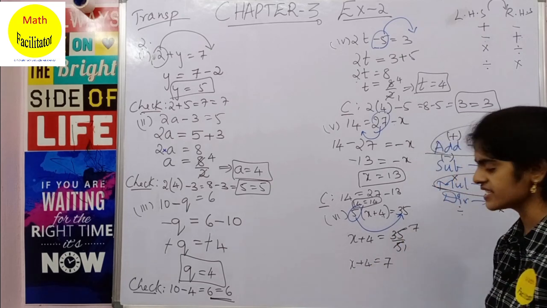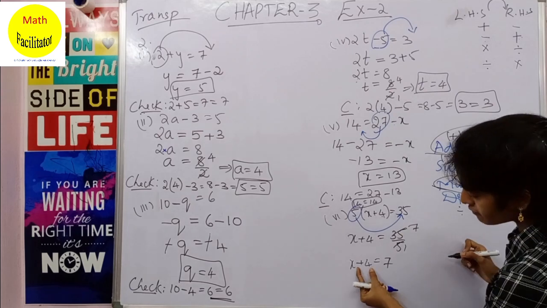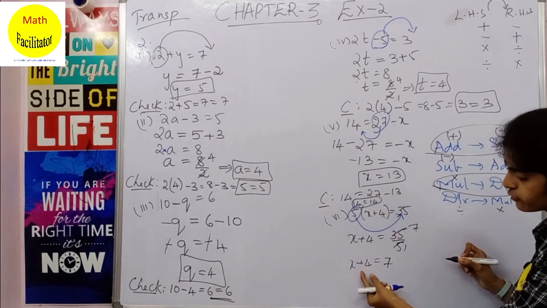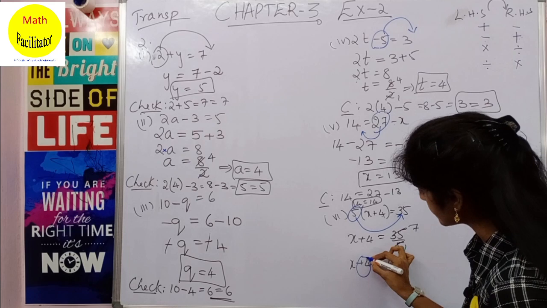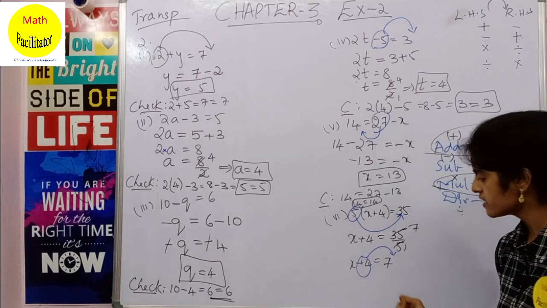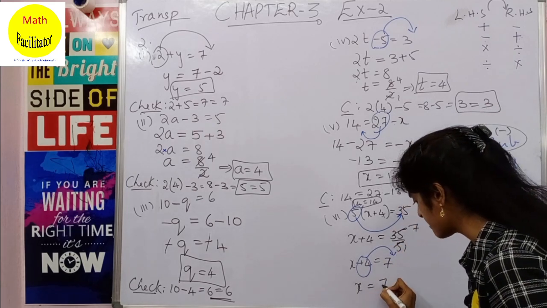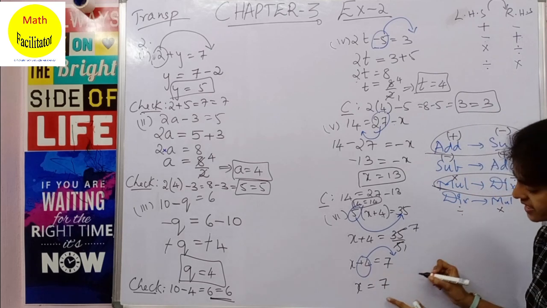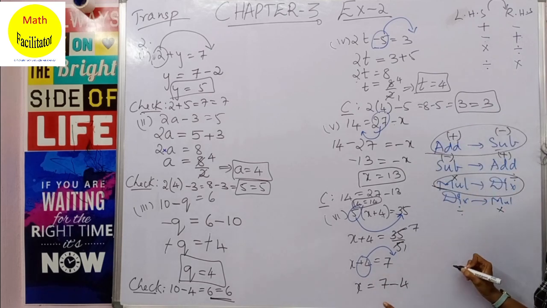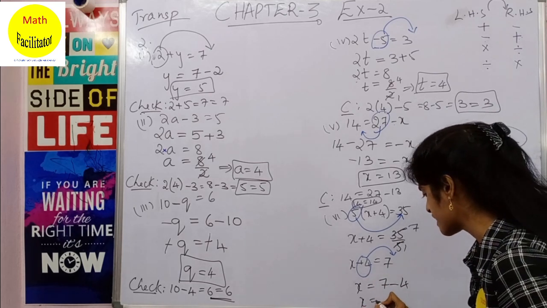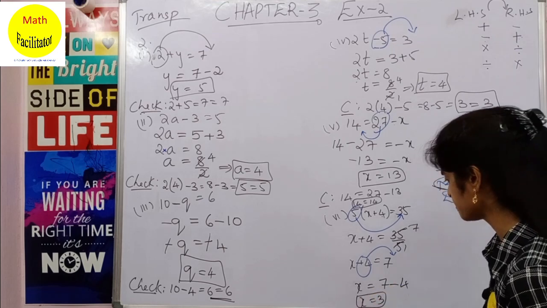So x plus 4 is 7. Okay, now you have 4 extra here, you have plus 4. This plus 4 I will send it to this side. So x equal to 7. Now plus 4 when it goes to the other side becomes minus 4. So x is nothing but 7 minus 4, which is 3.